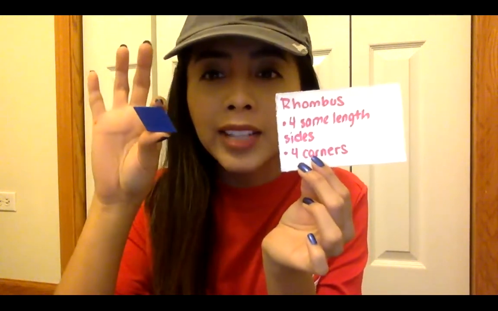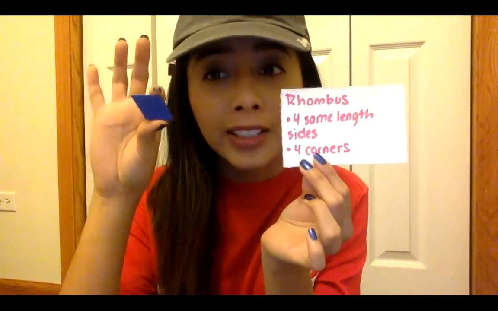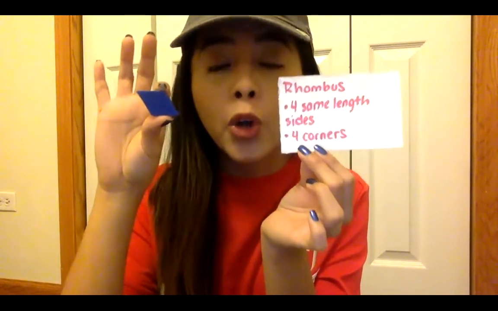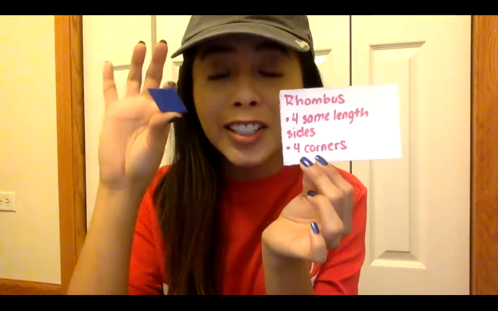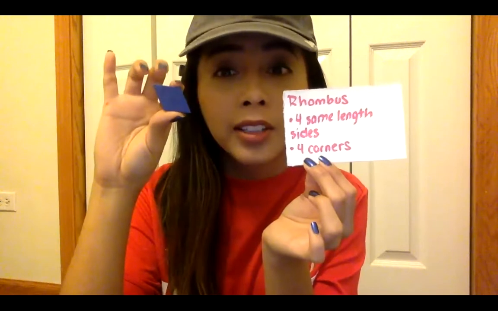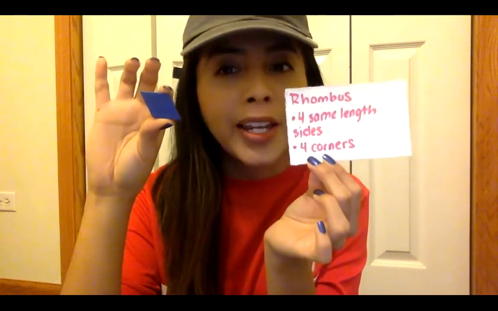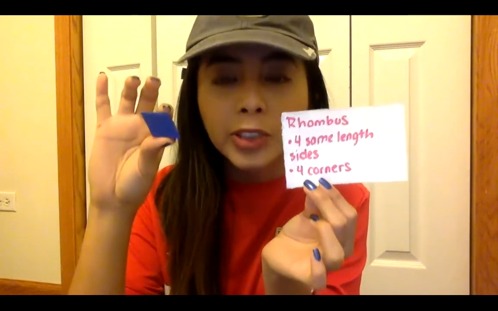A rhombus has four same length sides and four corners. So if we look at this, yeah, this shape has four sides that are exactly the same and four corners. So it's called a rhombus. If we think about a rectangle and a square, remember they have those square corners. A rhombus is different because the corners are smaller. So you can see that the corners do not look exactly like the square does.